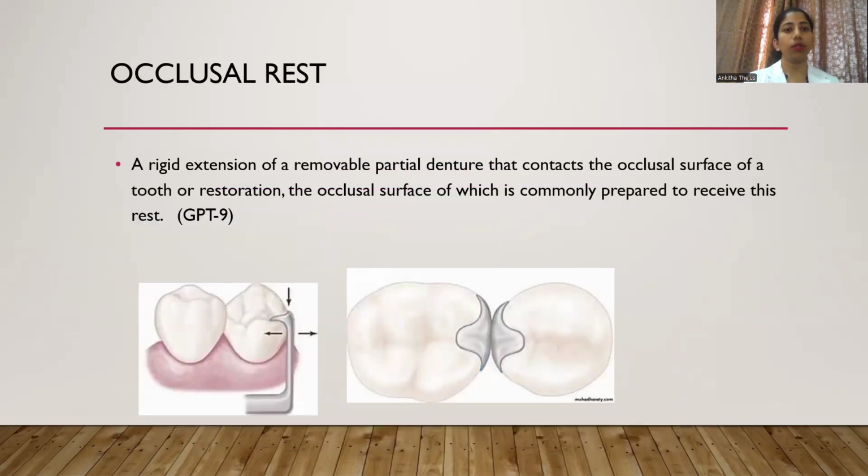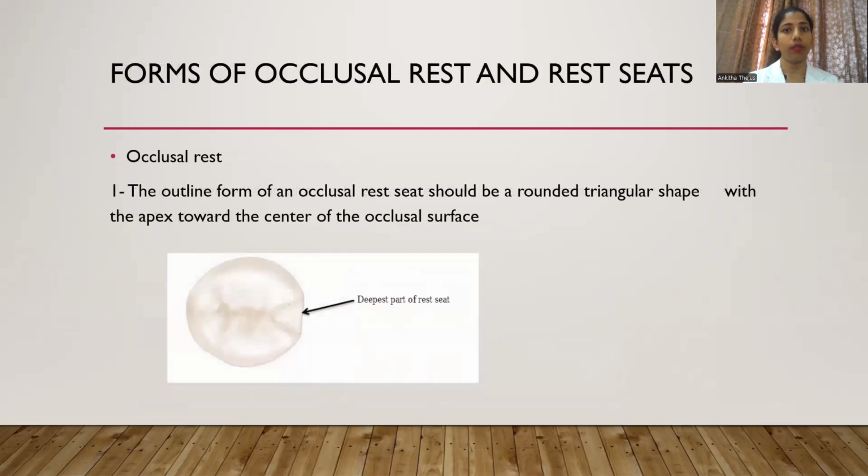So we move on to the occlusal rest. By definition, it is a rigid extension of a removable partial denture that contacts the occlusal surface of a tooth or restoration, the occlusal surface of which is commonly prepared to receive the rest. Next, we have forms of occlusal rest and rest seat.